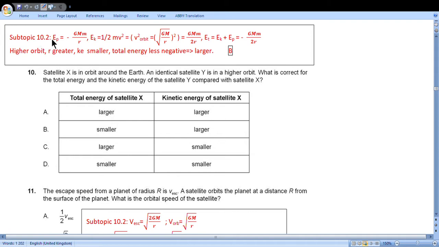Subtopic 10.2. Potential energy is minus GMm/r. Kinetic energy is half mv squared, and putting in the orbital radius, we get GMm/2r, actually 2 times less than potential energy. We add, we get minus GMm/2r. At higher orbit, r is greater, kinetic energy is smaller, total energy is less negative, so larger. So we choose B.